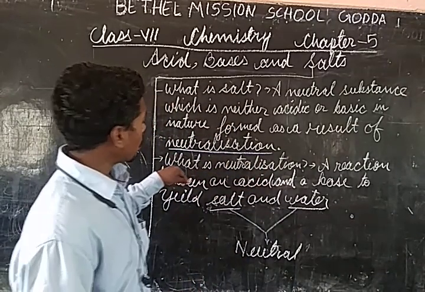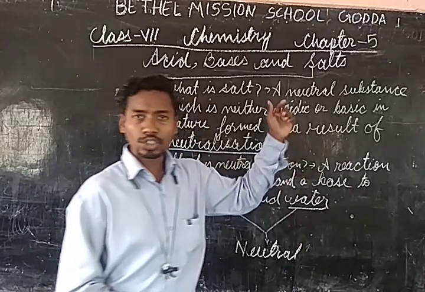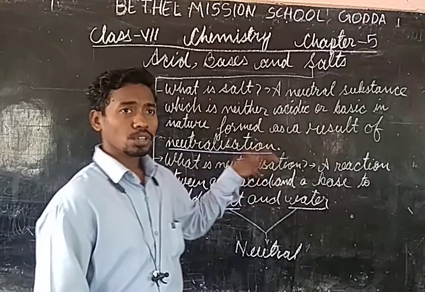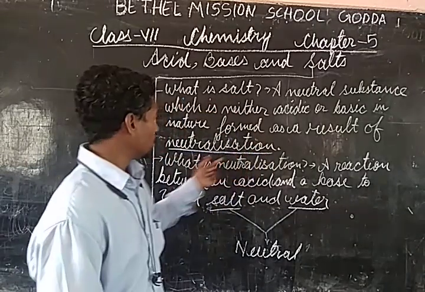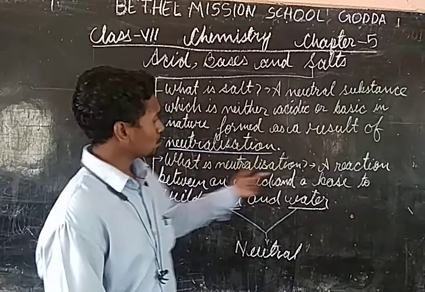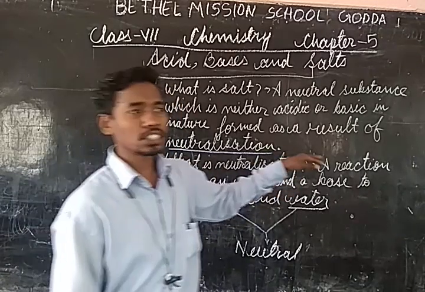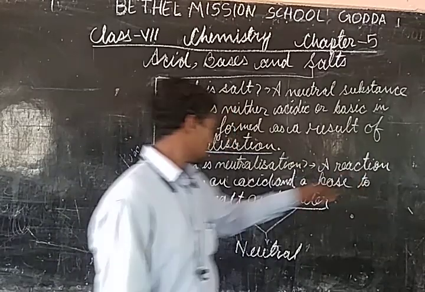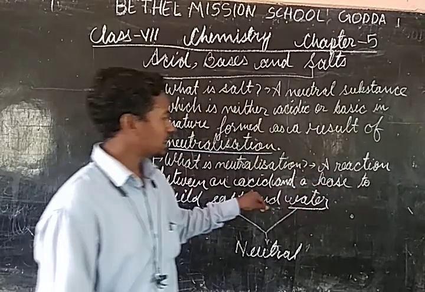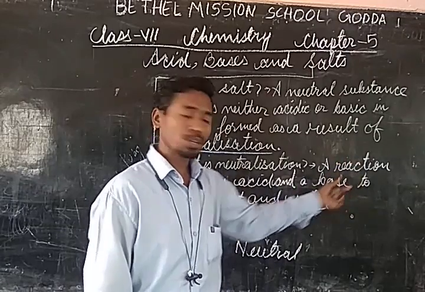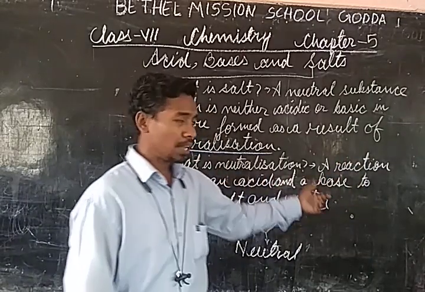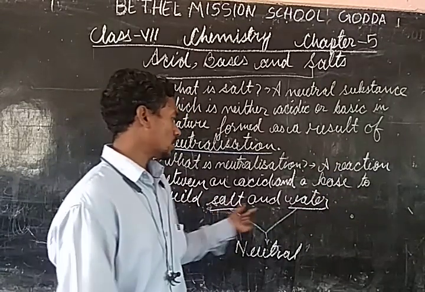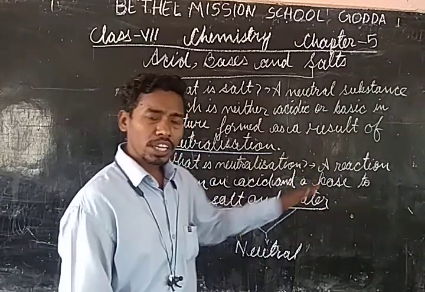The next part is, what is neutralization? When we talk about neutralization, I said that salt is formed by neutralization. So we need to know what neutralization is. Neutralization is a type of reaction between an acid and a base. It is a reaction between an acid and a base to yield a salt and water. So it yields salt and water.